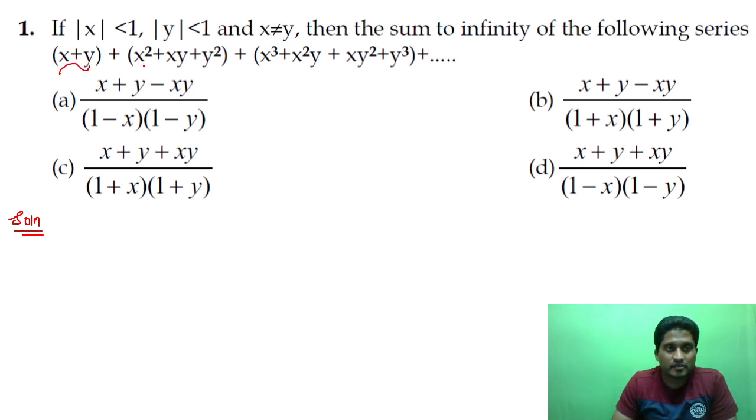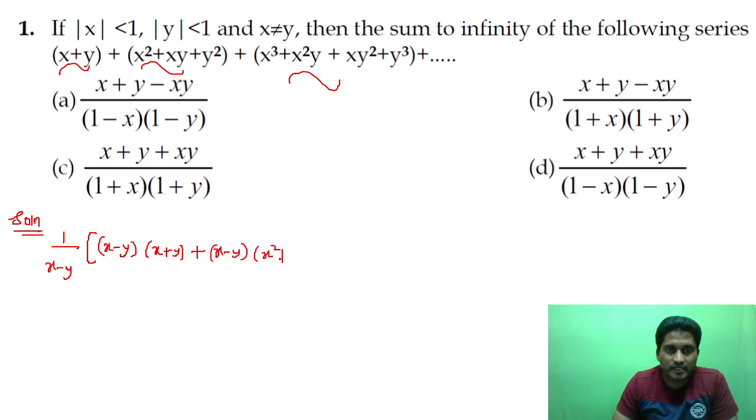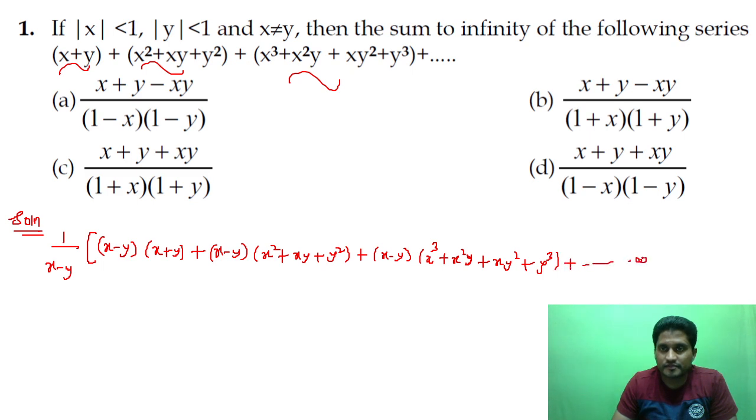Now based on the observation, I'm going to divide by x minus y and multiply by x minus y. So this is x minus y into x plus y, and then plus, again this is x minus y into x square plus xy plus y square, plus this is x minus y into a bracket, x cube plus x square into y plus x into y square plus y cube, and so on. This is up to infinity.